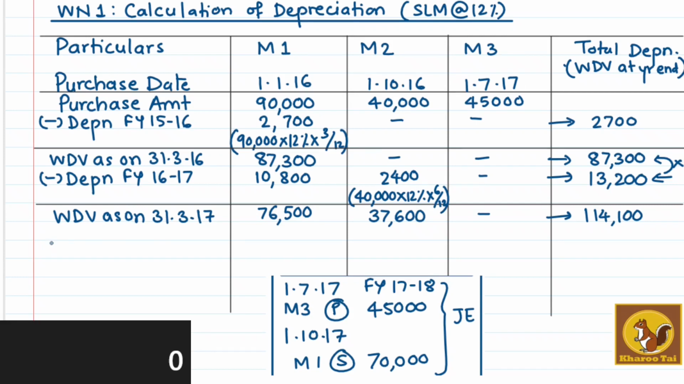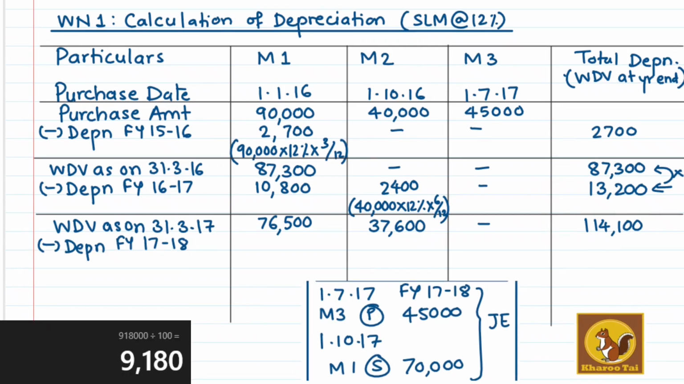So depreciation for financial year 17-18. First machinery we have sold, we are selling it in between the year on 1st October 17. For first machinery 1, what will be the calculation? 76,500 is the WDV, but as the method is straight line method, we will calculate depreciation on 90,000, that is purchase amount.